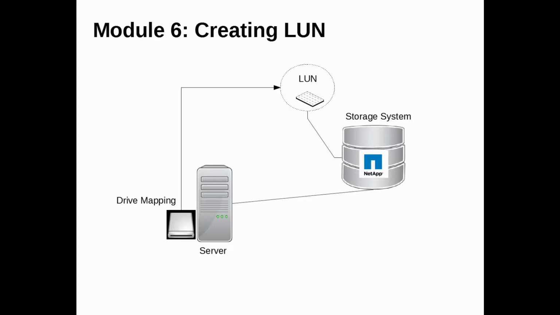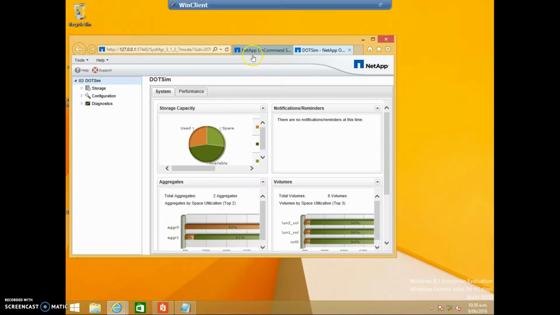In this module we are going to create a LUN on our storage system and use our server to connect to that LUN. The protocol used to connect to our LUN is called iSCSI. So let us begin this module by making sure that iSCSI is running on our NetApp storage system.